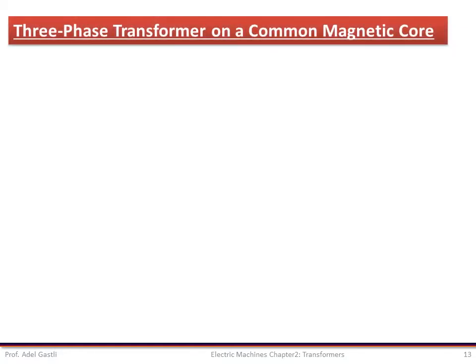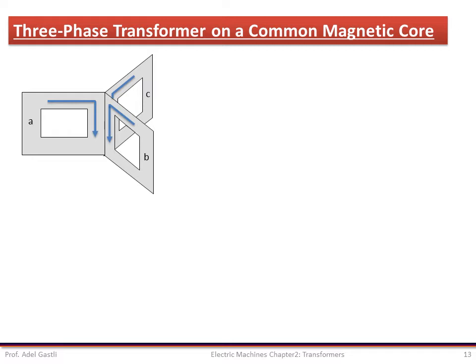Up to now, we have studied the case of a three-phase transformer made of three single-phase transformers. Now we'll see the case of a three-phase transformer mounted on a common magnetic core. A three-phase transformer can be constructed by having three primary and three secondary windings on a common magnetic core. Let us consider three single-phase core type units as shown in this figure.